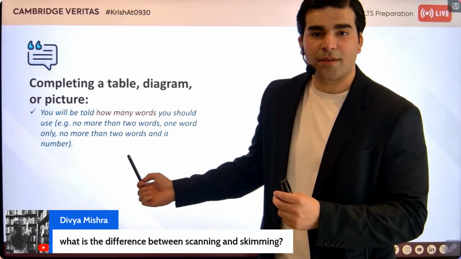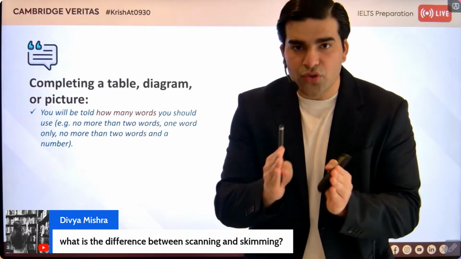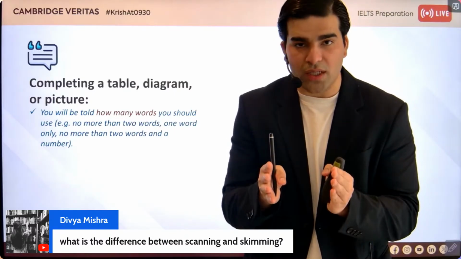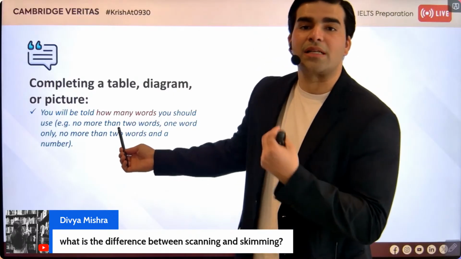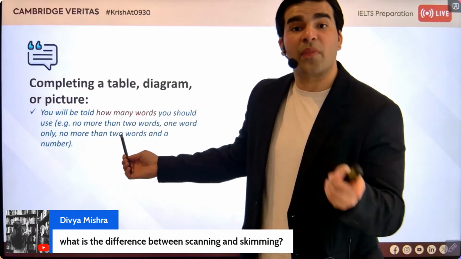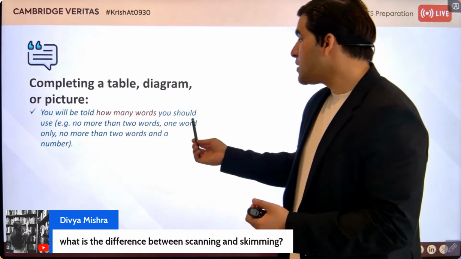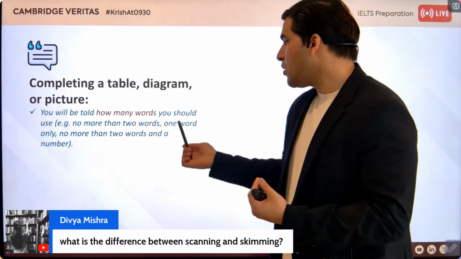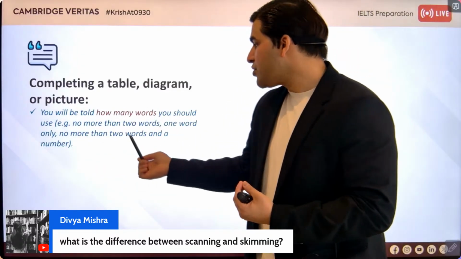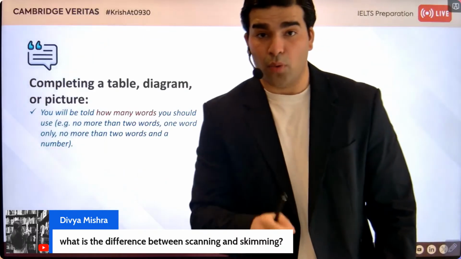Let's pause. The instruction says, don't write more than 3 words or more than 2 words. People still write sometimes, if it says 2, people still write 3 words. Even when the answer is right, they get a 0 for that question. So it will be written like this. No more than 2 words, 1 word only, no more than 2 words and a number. So remember this. It's very, very important.